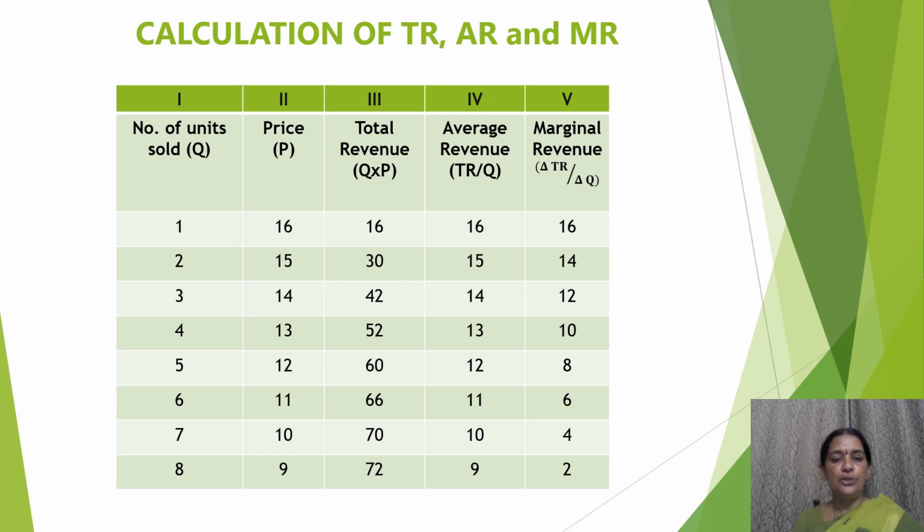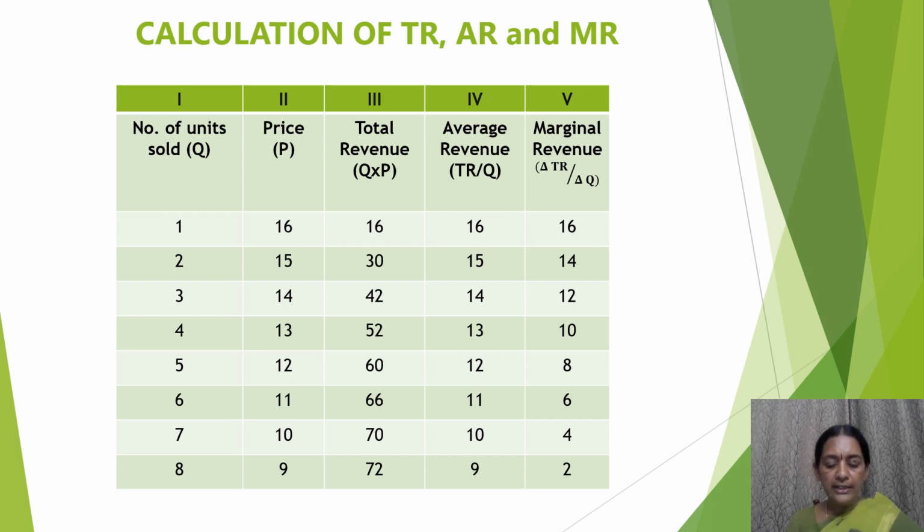This table shows the calculation of TR, AR and MR. Here we have number of units sold, which is denoted by Q, and price of the product, which is denoted by P. By using the formula, we are calculating total revenue, average revenue and marginal revenue. When 1 unit of the output is sold at rupees 16, total revenue is 16 and average revenue is also 16.